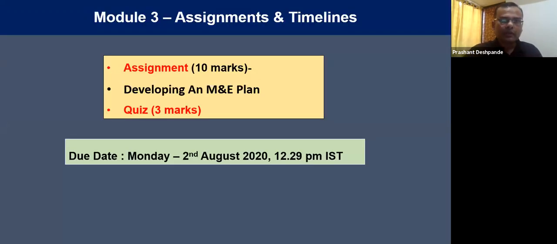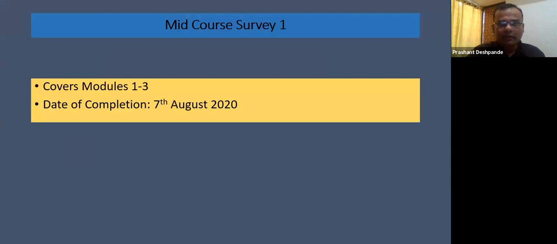Module 3 has assignments and timelines. The assignment is for 10 marks and is about developing an M&E plan. As I said, last module we built a logic model. This particular module has the assignment of developing an M&E plan, the same exercise, and we have a quiz, and the timeline for it is 2nd of August. And just as a reminder, yesterday we received an email about mid-course survey 1, which covers module 1 to 3. So I request all of you to give your feedback for the course survey by 7th of August.